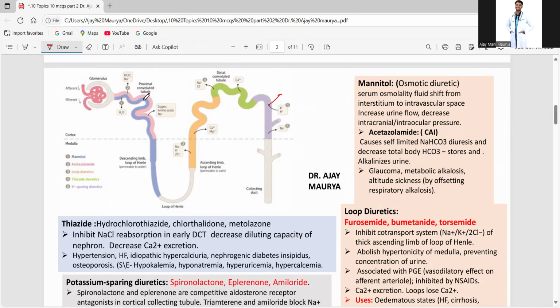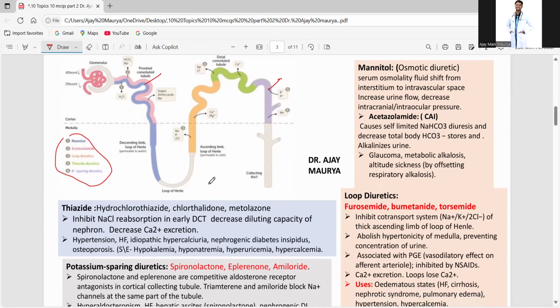If they ask you here, it means it is mannitol, acetazolamide. These are what they are going to ask, simply. Okay. So just remember this. Remember in what part of the nephron they're going to ask.